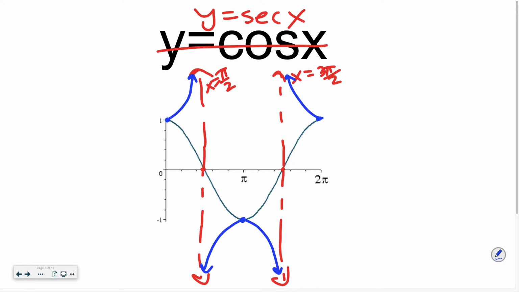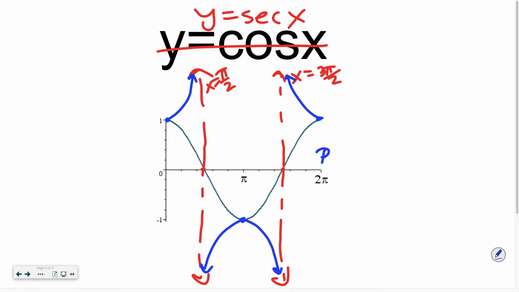If it bothers you to draw half of a u and you want to finish these out, I don't have a problem with that. Technically, this is one period, but if you need to finish these u's up top, that's fine. I know that bothers some people, so you do what you need to do. Here again, really, the red asymptotes and the blue curves, that's what the secant graph is. We can ignore the cosine curve, we're just using it as a base.